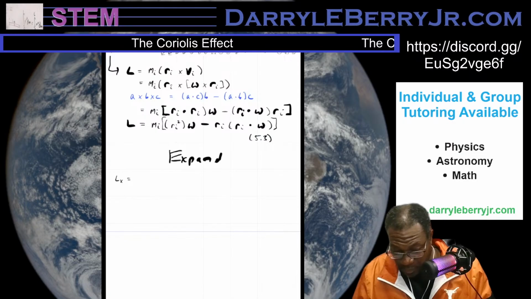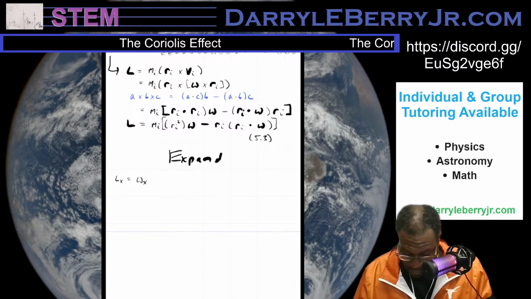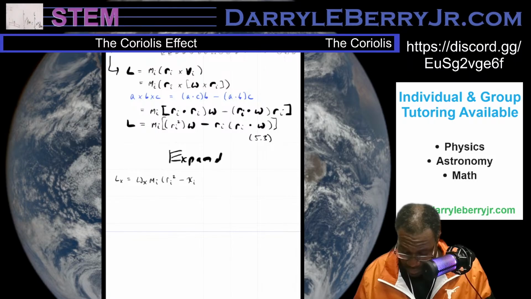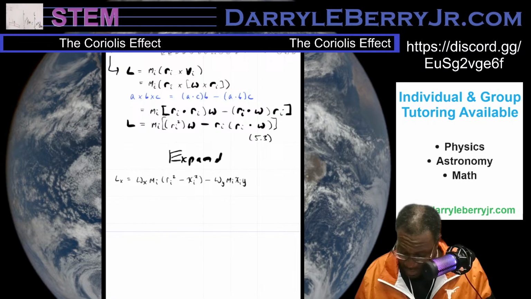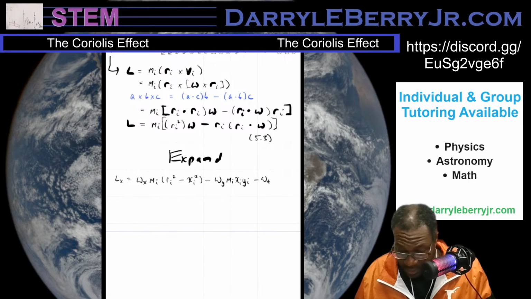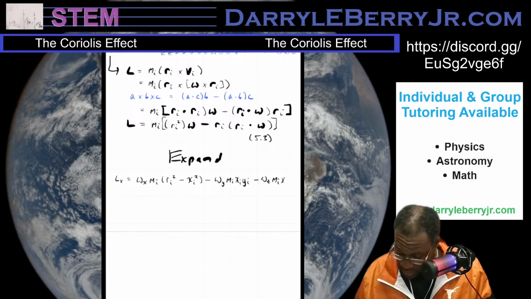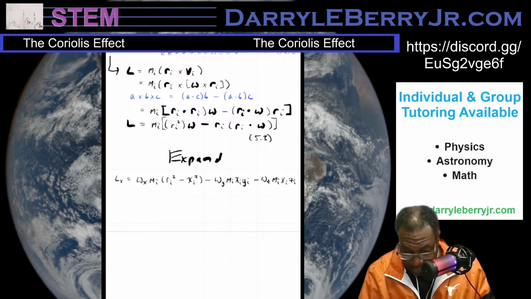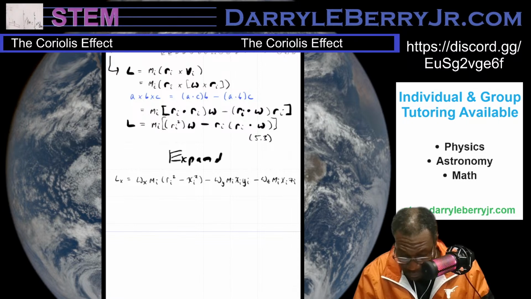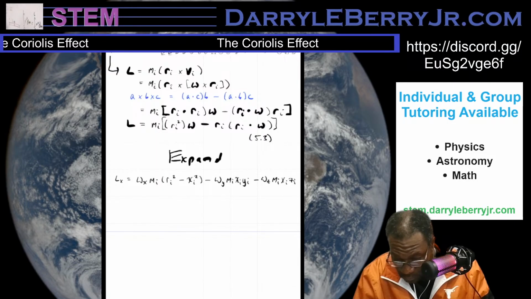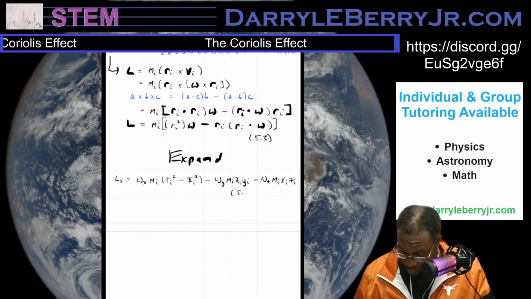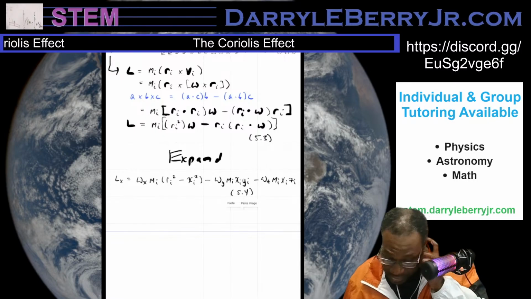So x equals wx mi r squared minus xi squared minus omega y mi xi yi minus omega z mi xi z. 5.4. Let's write similar equations for the other components.